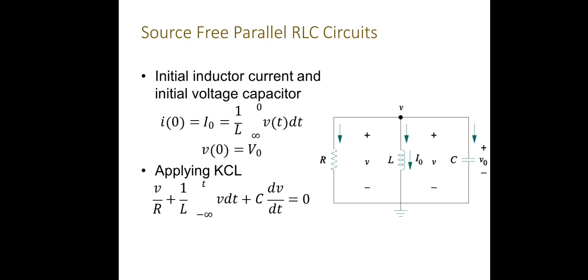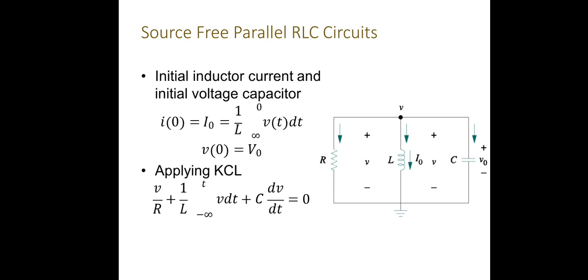So therefore I of 0, which is equal to I naught, is equal to 1 by L integral from minus infinity to 0 of V of t into dt, like this. And similarly, we take V of 0 equal to V naught, applying Kirchhoff's voltage law. For parallel circuits, we always consider the nodal analysis, taking a node V. For series circuits, we always consider the KVL, that means Kirchhoff's voltage law; here we use Kirchhoff's current law.